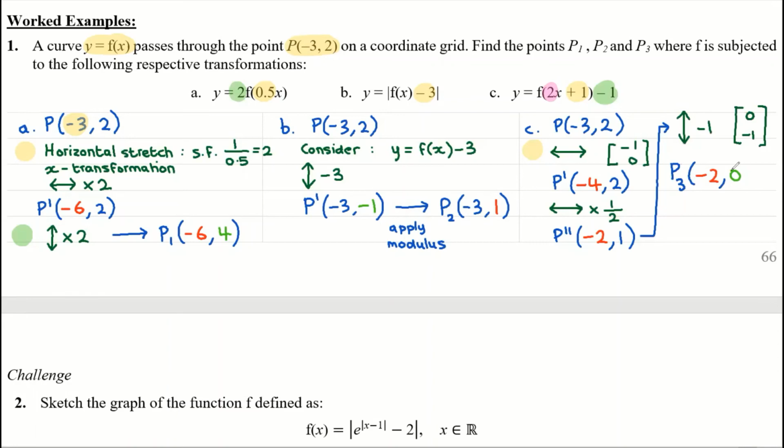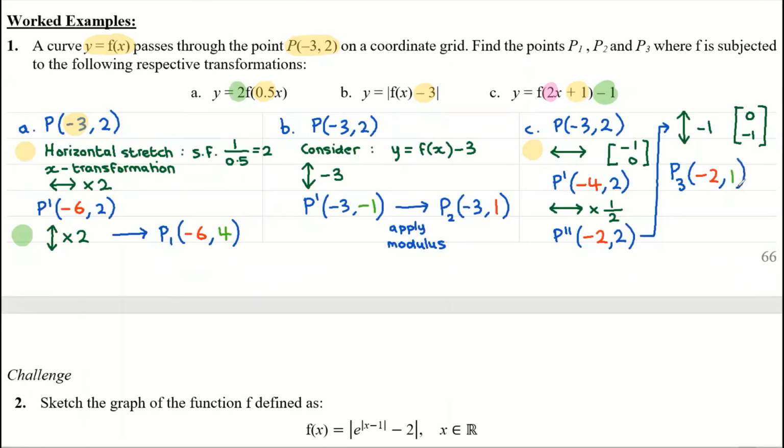In fact, I've just realized I've made a mistake, haven't I? Let me go back. I don't know why I wrote 1 there. So that's -2, 2. I halved both of them when I said not to. And then here, okay, if I subtract 1, that should be 1, shouldn't it? Just write that in. And just check that's right.